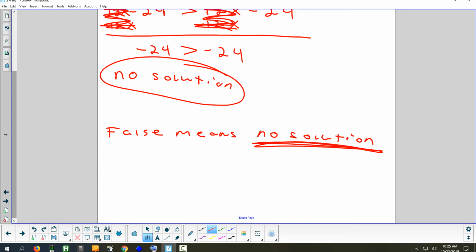What's the other thing that can happen instead of it being false? Let's say you ended up with something like 10 is greater than 2. What would that mean? Is that statement true or false? That's true. What does true mean? It's like the opposite of no solution. What's the opposite of having nothing as a solution? It means that is a solution.